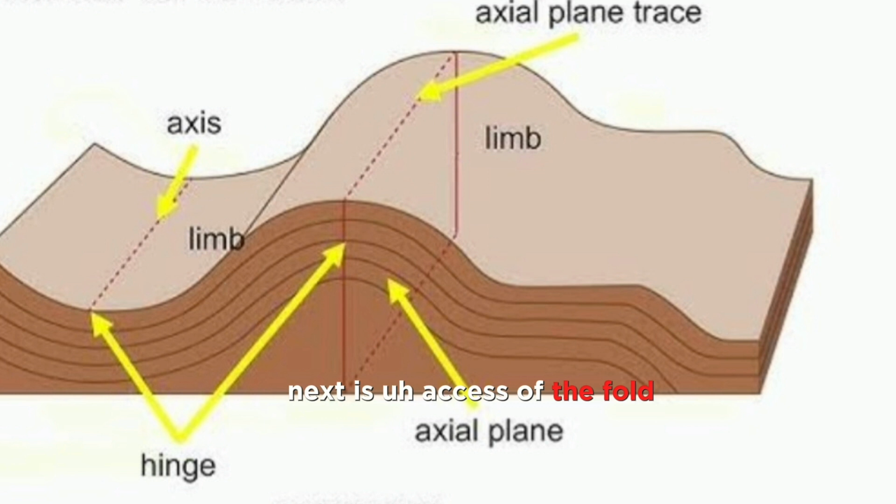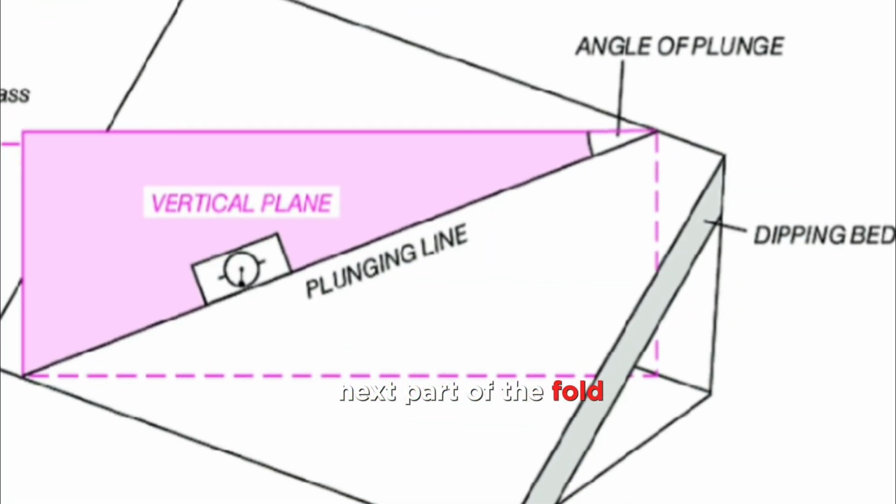Next is axis of the fold. The line of intersection of the axial plane with any bed of the fold is termed the axis of the fold or fold axis. Next part of the fold is plunge or pitch of the fold. When the fold axis is inclined, the angle which it makes with the horizontal, as measured in a vertical plane, is called the angle of plunge.